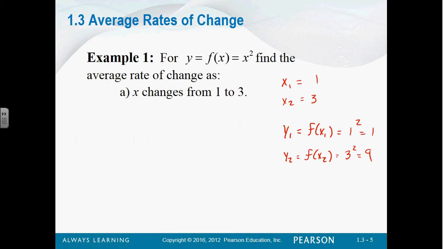Now, since average rate of change is just the slope, and we've got x1, y1, x2, y2, we can just use our slope formula: y2 minus y1 over x2 minus x1. That gives us 9 minus 1 over 3 minus 1, which is going to give us a rate of change of 4.